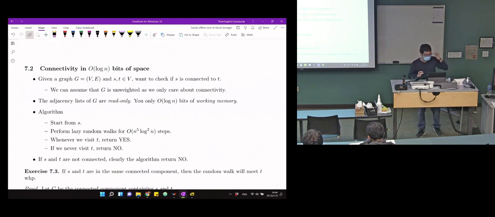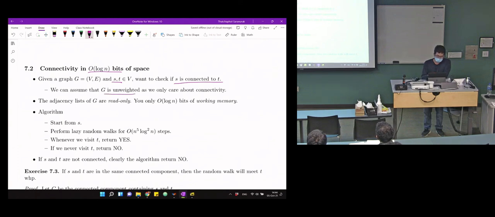Next application is connectivity in a very small amount of space. You just use log n bits of space. The goal is that you are given a graph and two nodes, S and T, and you want to check if S is connected to T. You can assume that the graph is unweighted too because you care about connectivity. It's not about length.